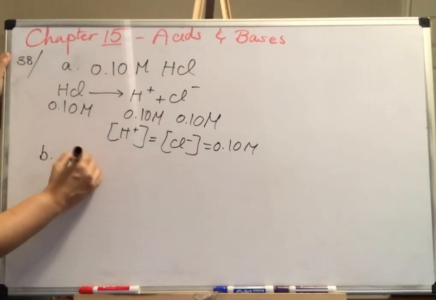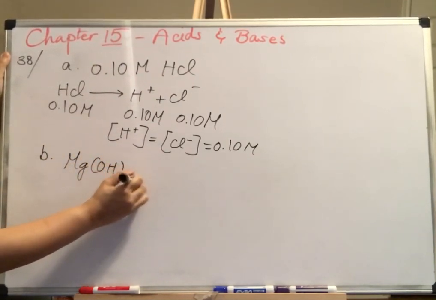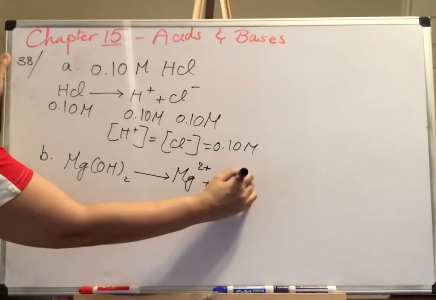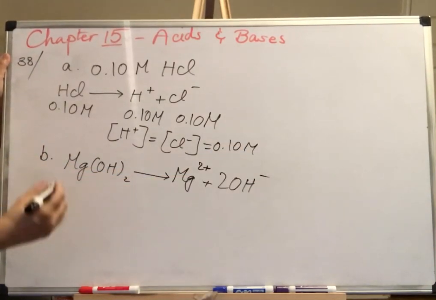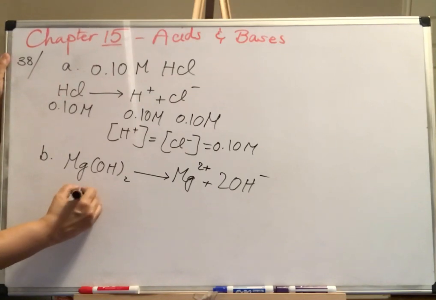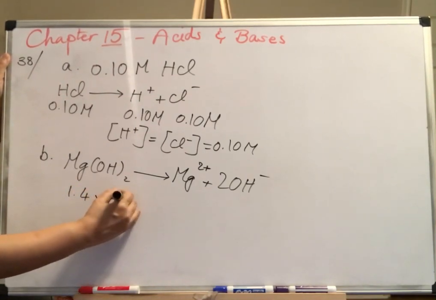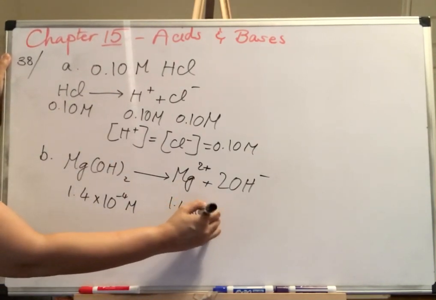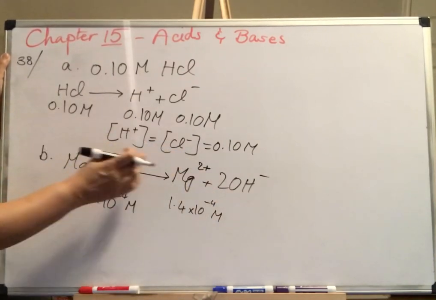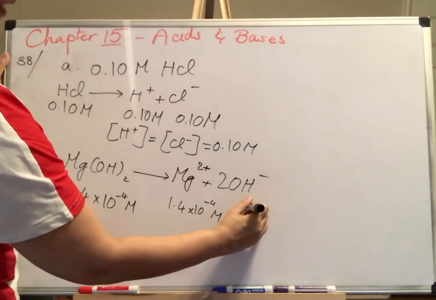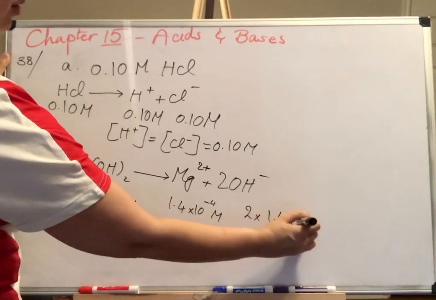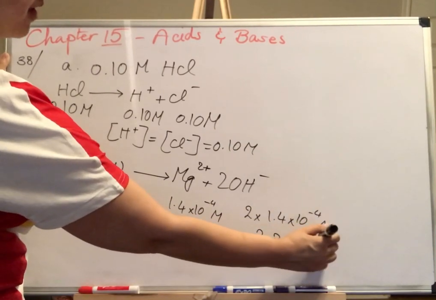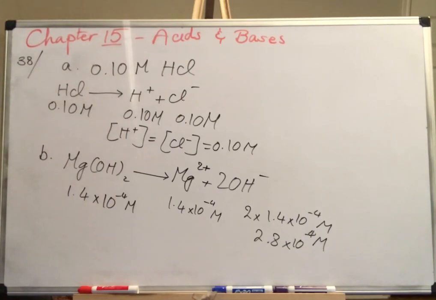That's for when you are dealing with a strong acid. A strong base, Mg(OH)2: Mg positive 2, plus how many hydroxide ions to balance it out? 2. So it's giving you 1.4 times 10 to negative 4 molar. Then you have the same amount for Mg because the equations are the same, but you have twice that for hydroxide, so you have 2 times 1.4 times 10 to negative 4 molar, which is 2.8 times 10 to negative 4 molar. So pay attention to the coefficients.